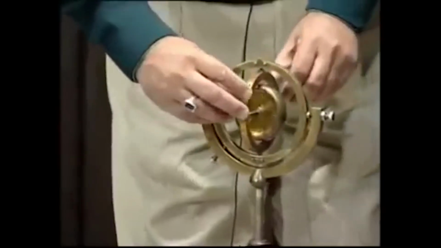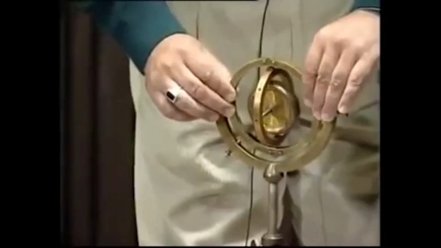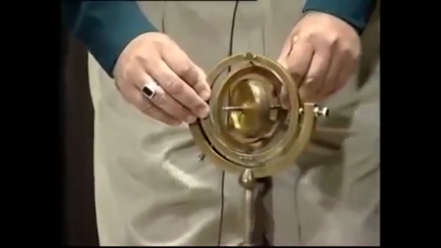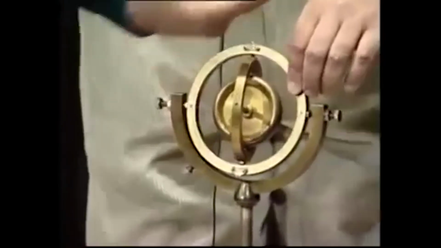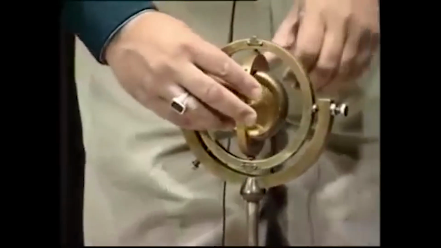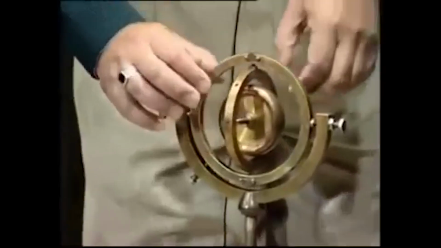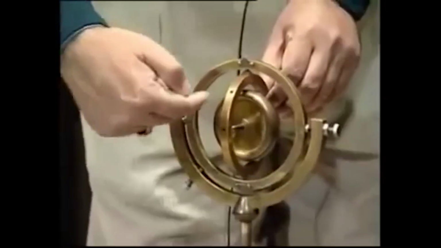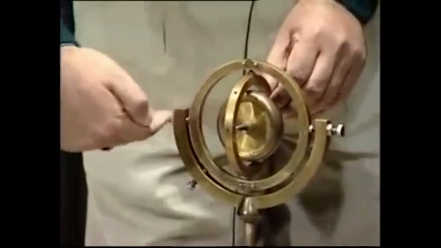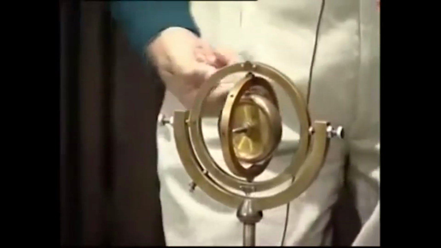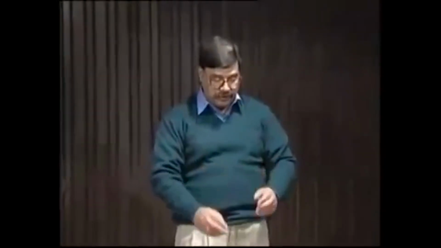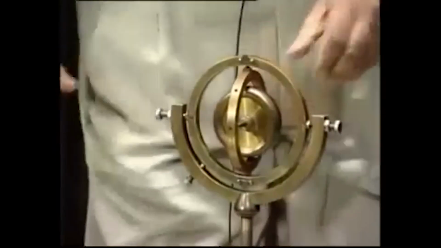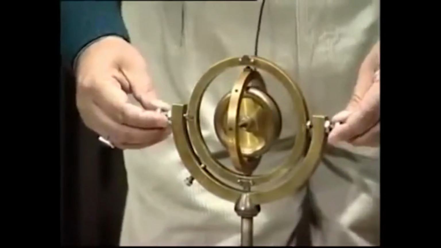In this, there are two frames that can rotate about two perpendicular axes independently. This frame can rotate like this about this axis, this frame can rotate like this about this axis, and there is a spinning wheel which can rotate about axes perpendicular to both of these like this. So, in a way, x axis, y axis and z axis, there are three independent axes about which rotation can take place. Now, I will give the inner wheel a spin, and you see what happens when I rotate this.